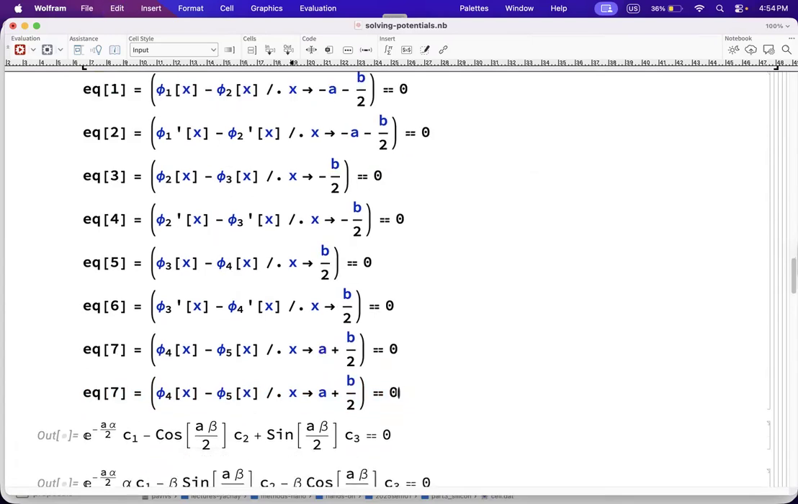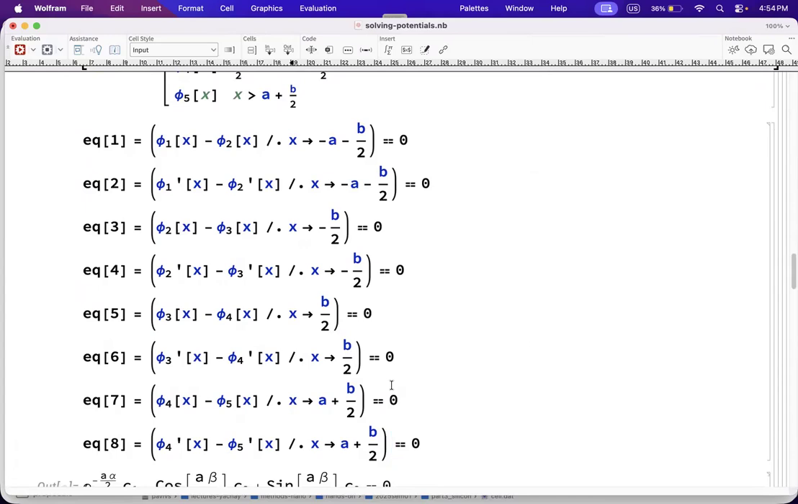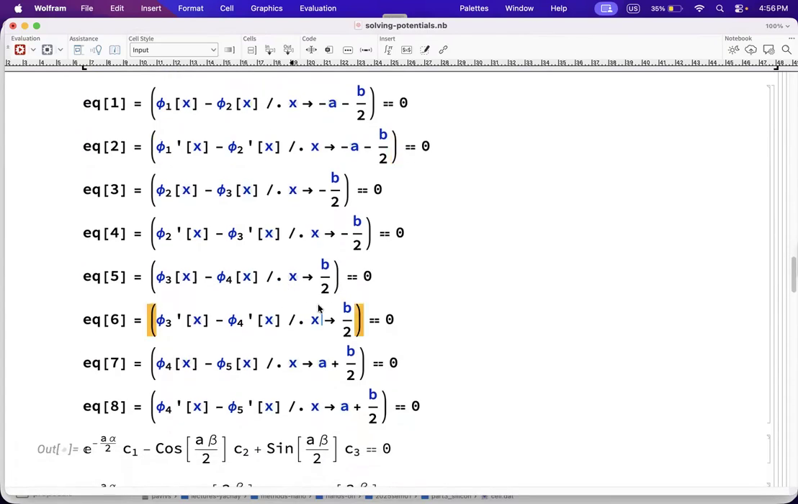And finally, equation 8. Equation 8 is this. It will be with the primes. Phi sub 4 prime, phi sub 5 prime, and x, and that's it. That is all the equations you have. Okay. I'm going to pause here just to wait for you guys. Now let's finish this. Please shift enter.